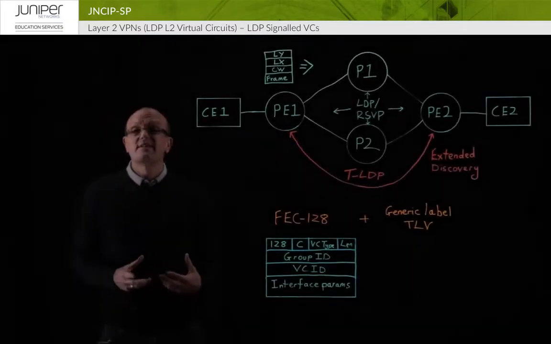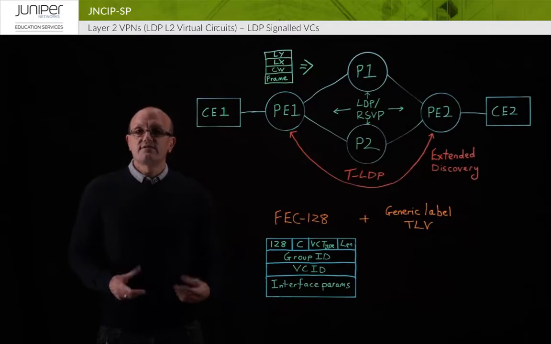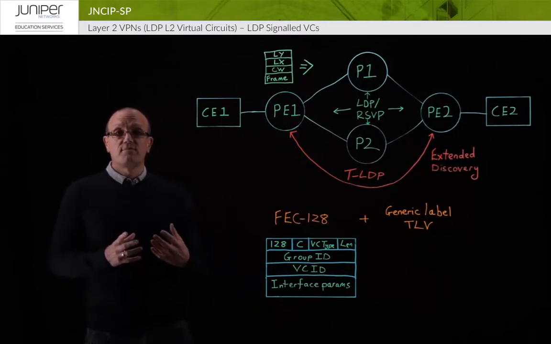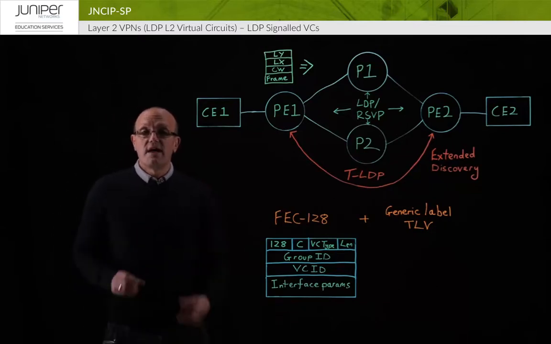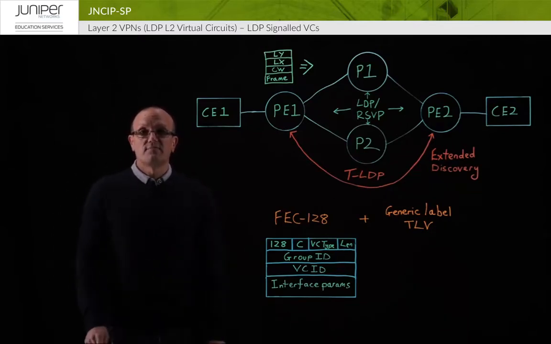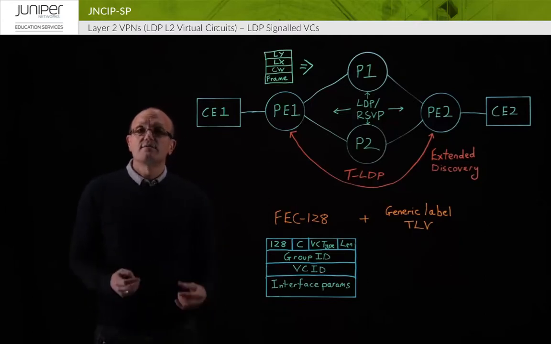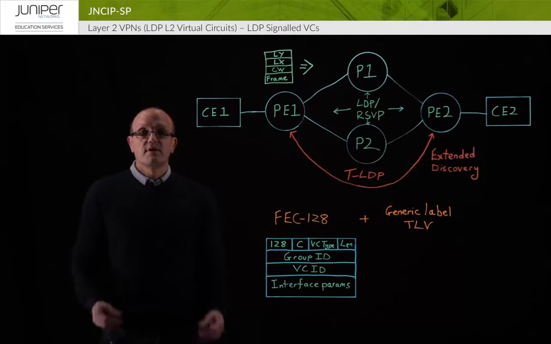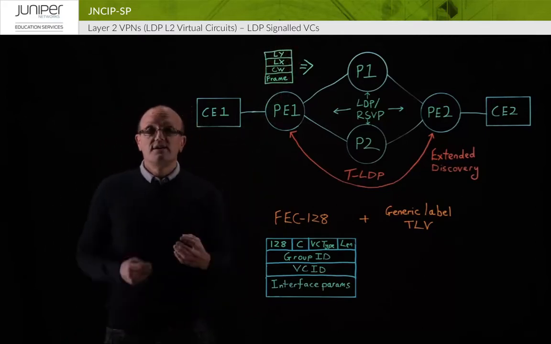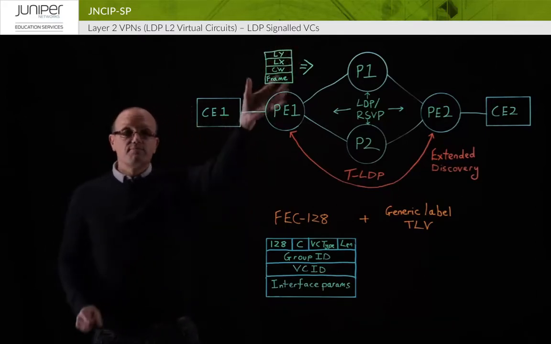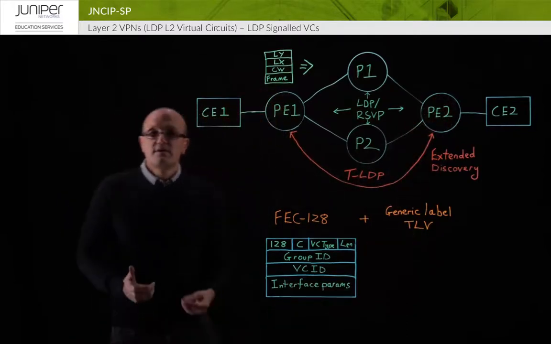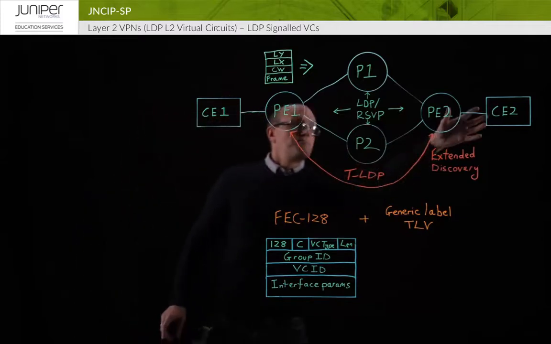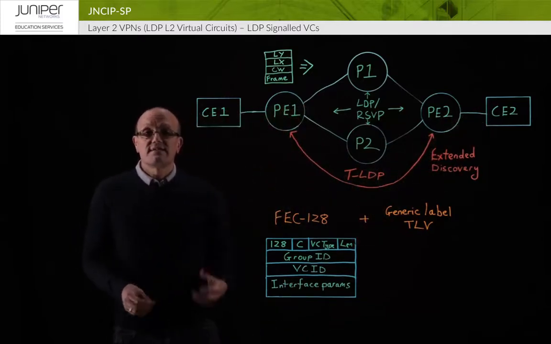In this video, we're going to take a look at LDP signaled layer 2 virtual circuits. So the first key point to mention here is that the data plane for LDP signaled virtual circuits is exactly the same as if we were looking at BGP signaled layer 2 VPNs. That is, the packets on the wire that are transmitted from PE to PE that are encapsulating our virtual circuit packets look exactly the same.